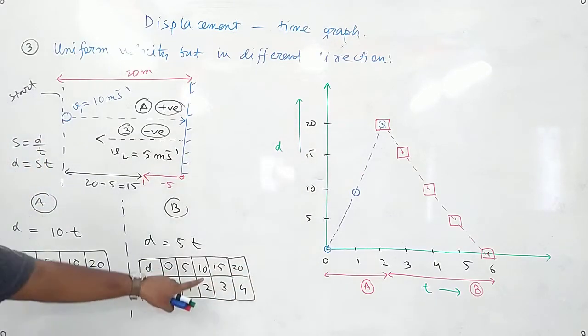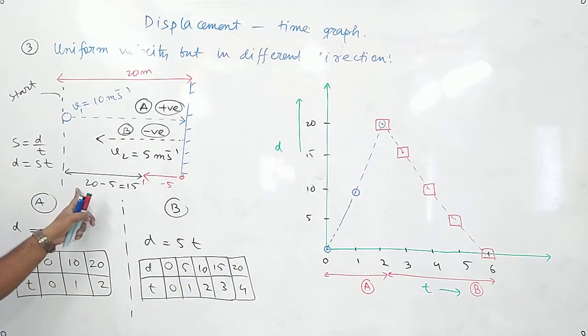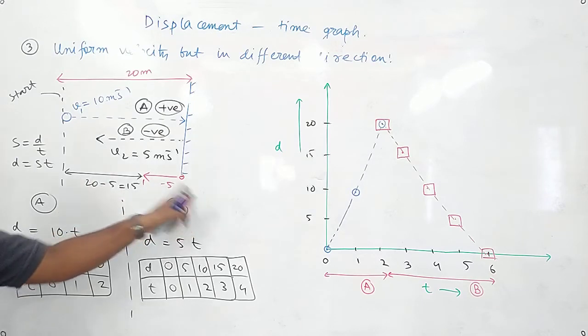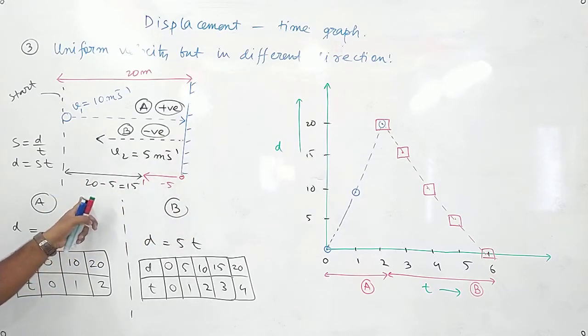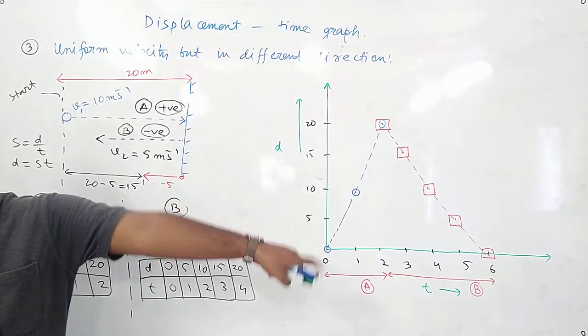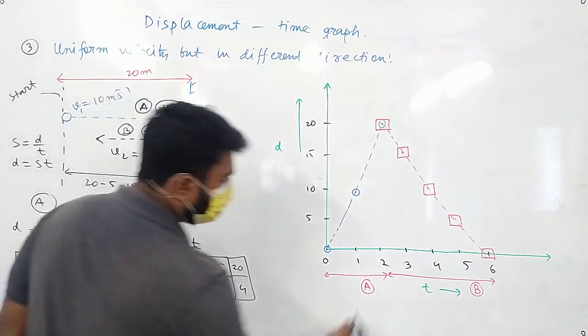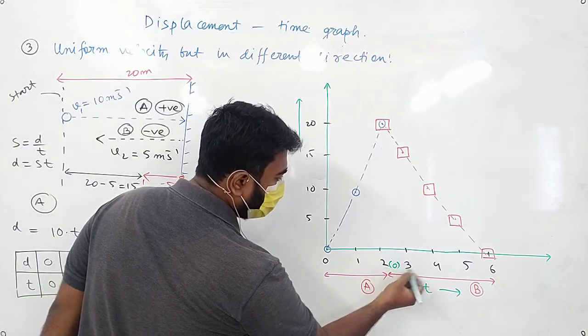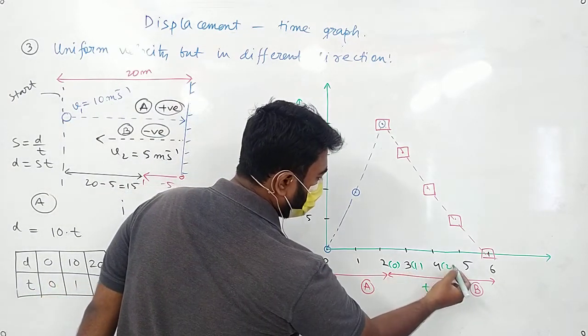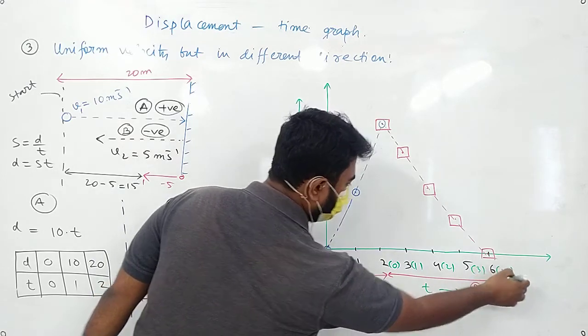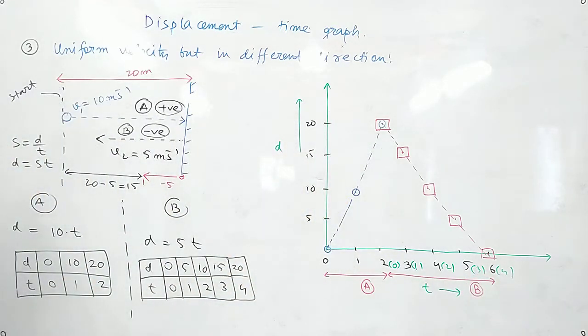Yes, we have got 20 from the other direction. That means we have done 20 minus 20. That will be 0 displacement. 0 in the displacement axis, 6 in the time axis. See, this is 0, 1, 2, 3, 4. This one is 0. This one is 1. This one is 2. This one is 3. This one is 4. Of the B section. Is that clear?